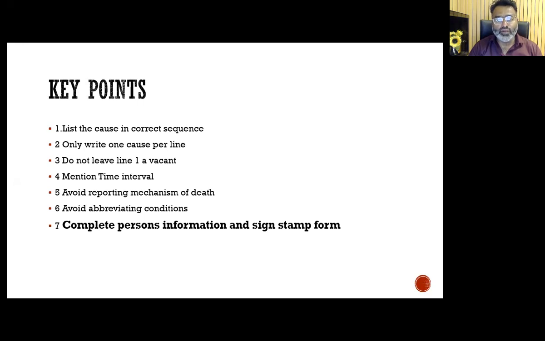Then there is one more column. They ask about the nature of this death, whether it was natural or suicidal or homicidal or accidental. So the majority of the time in the medical ICU, it will be a natural death. If it is accidental death, mention so. If you suspect that it is homicidal or suicidal, send the body for postmortem or autopsy.